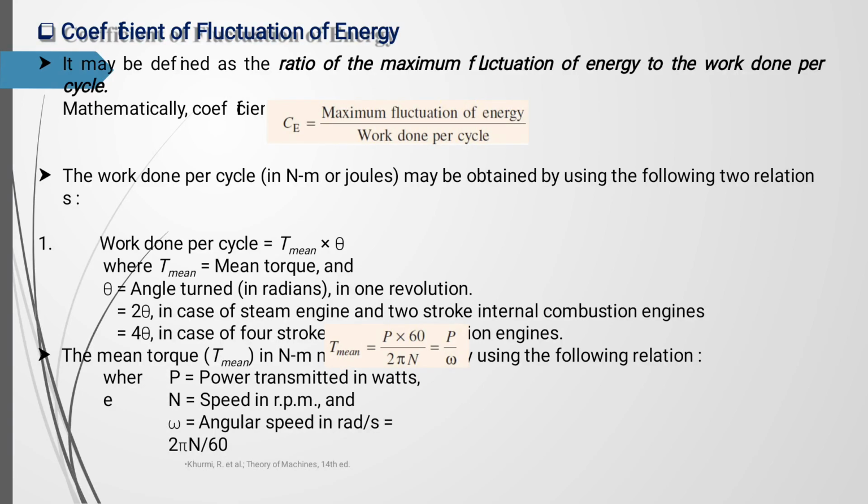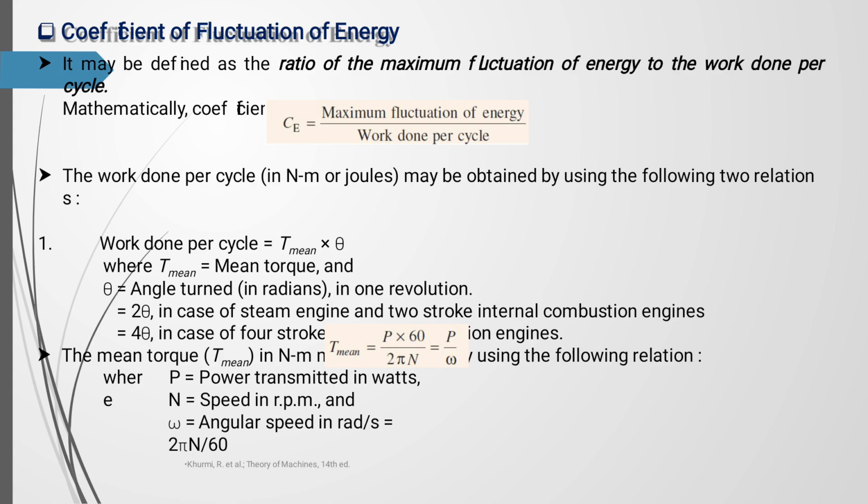Okay, now we see the coefficient of fluctuation of energy. First of all, I told the definition. What is the coefficient of fluctuation of energy? It may be defined as the ratio of the maximum fluctuation of energy to the work done per cycle. Mathematically, it could be represented as C suffix E, maximum fluctuation of energy to the work done per cycle.